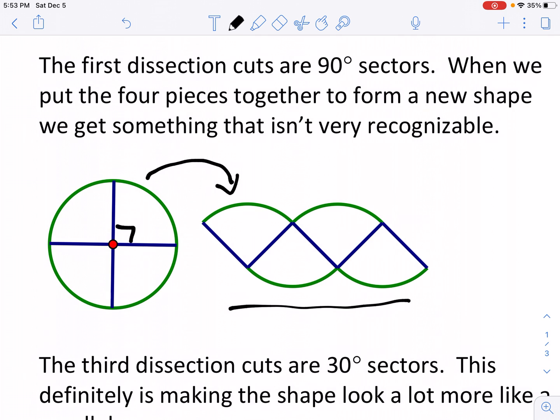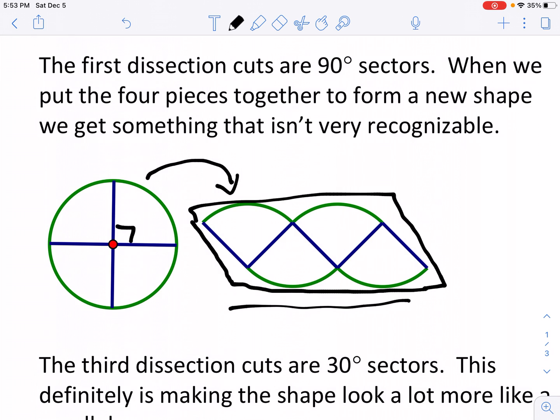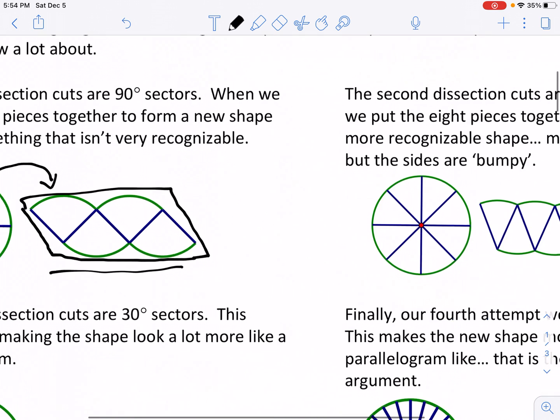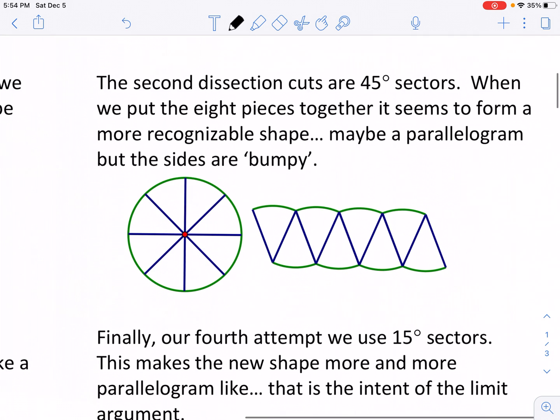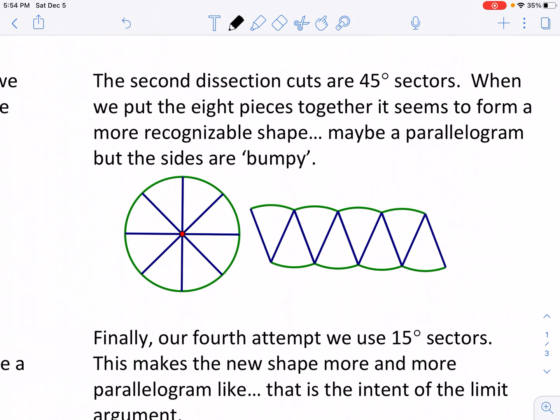Now, you might say, well, why are we doing that? Well, it kind of leads to this idea. Notice it's starting to look a little bit, not quite, but almost more like a parallelogram. Okay? So what we're going to do here is cut the pieces even smaller and smaller and see if we can get more into a parallelogram type form. Okay? So if we cut instead the circle into different pieces here at a 45-degree angle, okay? So now we have smaller pieces.